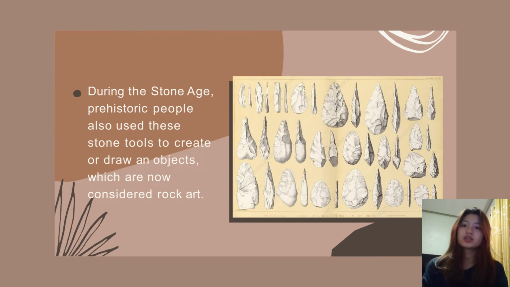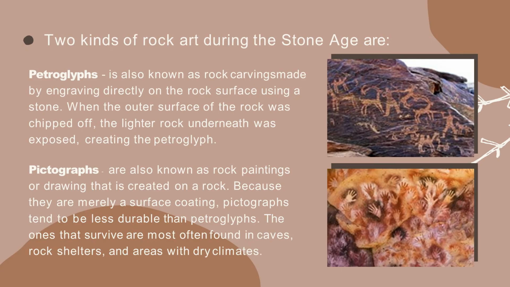So in continuation to what Ferdie said about prehistoric men learning how to engrave on caves, what they used was stone tools to create markings and drawings on the stone wall. There are two kinds of rock art during the Stone Age. The first one is a petroglyph. It is also known as a rock carving made by engraving.